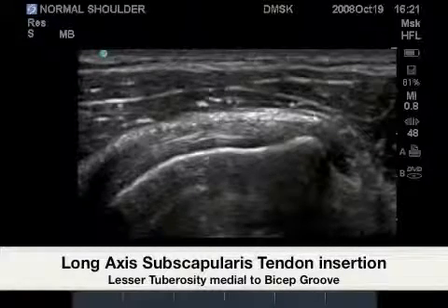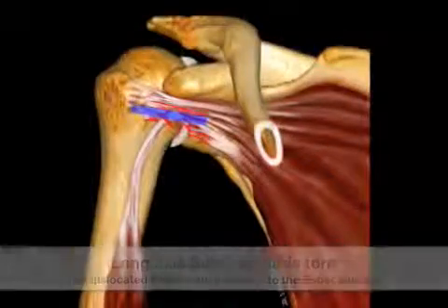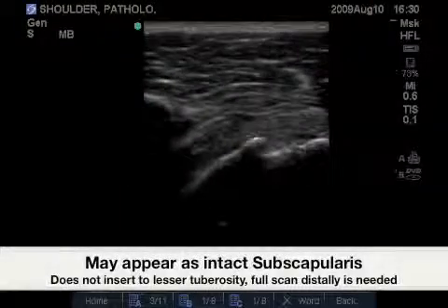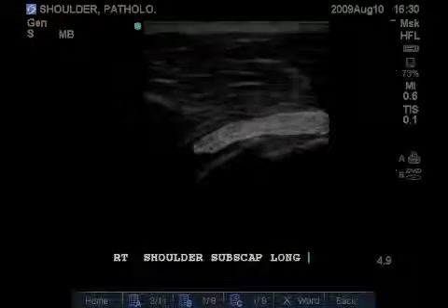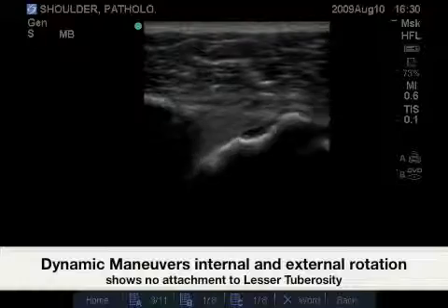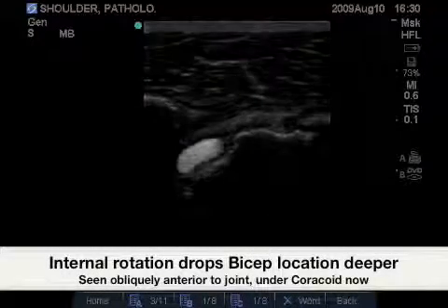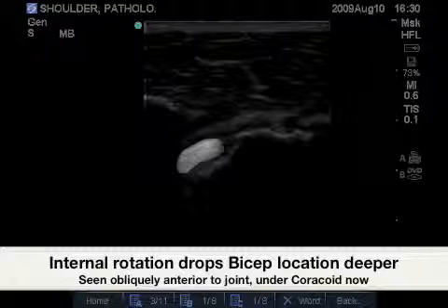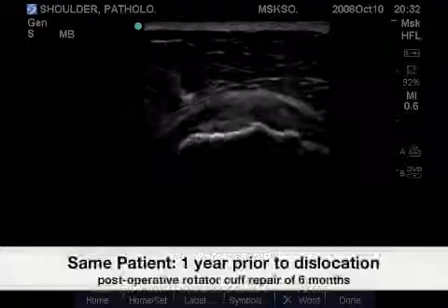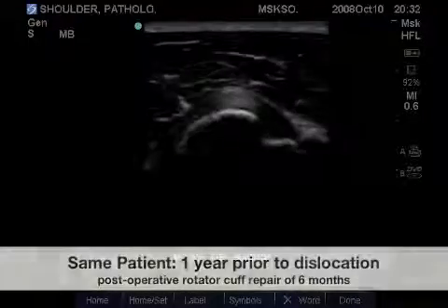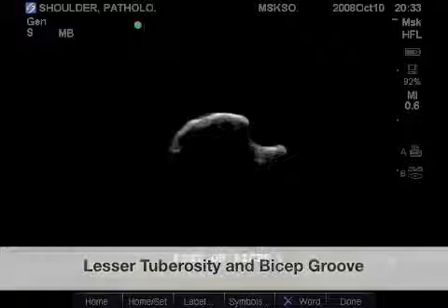Again, when pathology presents itself, we must rely heavily on our bony landmarks, as the tendons may not be normally situated. Here we have an oblique bicep tendon on the left, also the coracoid process. Internal and external rotation of the humerus will show the anterior humeral head, where we have our bicep tendon resting. Here we have the same patient approximately 1 year prior to the exam. Highlighted is the lesser tuberosity and the bicep groove. Also the transverse humeral ligament.